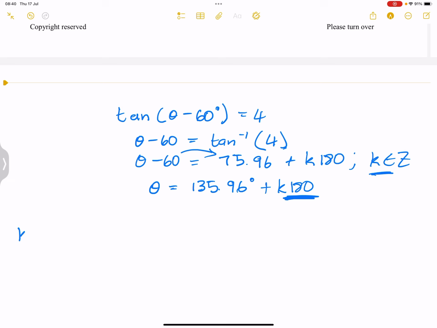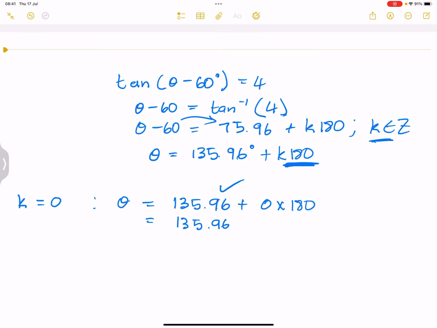So let's take the first integer, 0. If k is equal to 0, what would be the value of theta? Theta would be 135.96 plus 0 times 180. So that means that theta would be 135.96. Now the question is, is this value between 0 and 360? Absolutely, it is. So that is definitely a solution.